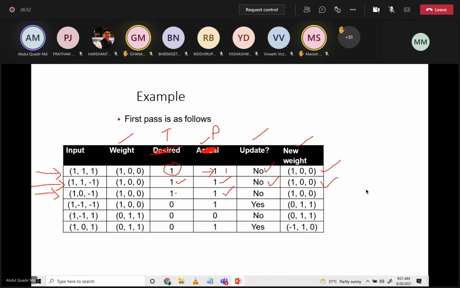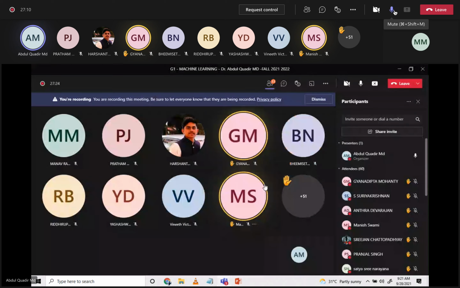What is the target function? 1. Are both equal? Yes, sir. So no need to update the weights. The weights remain the same. Is it clear, everybody, till here? Yes, sir.